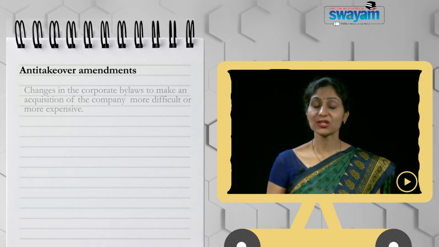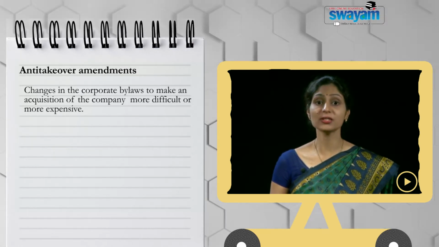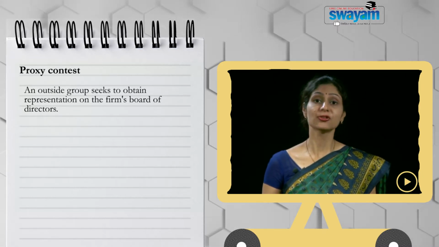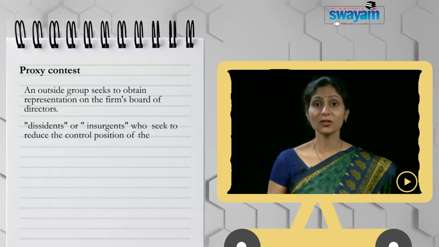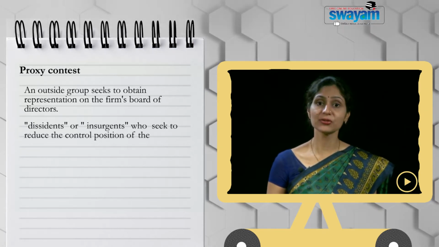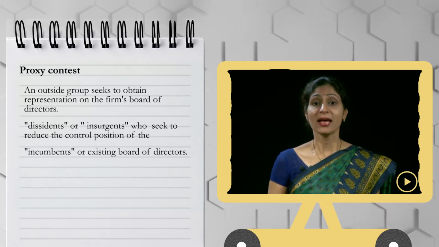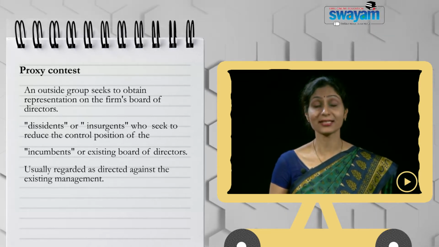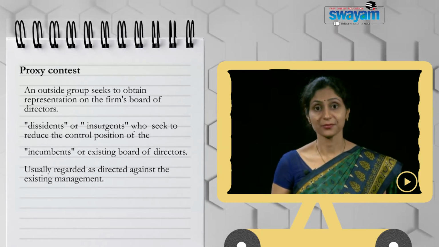Anti-takeover amendments are changes in the corporate bylaws to make an acquisition of the company more difficult or more expensive. Similarly, in a proxy contest, an outside group seeks to obtain representation on the firm's board of directors. Dissidents or insurgents seek to reduce the control position of the incumbents or existing board of directors, and therefore it is usually regarded as directed against the existing management of the company. This is the proxy contest.